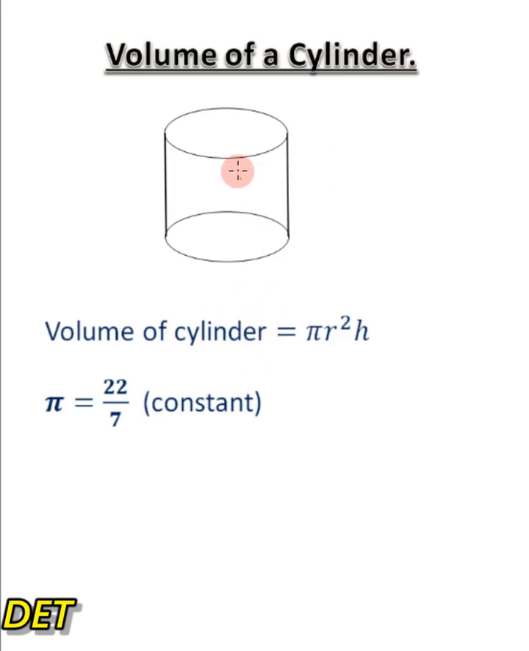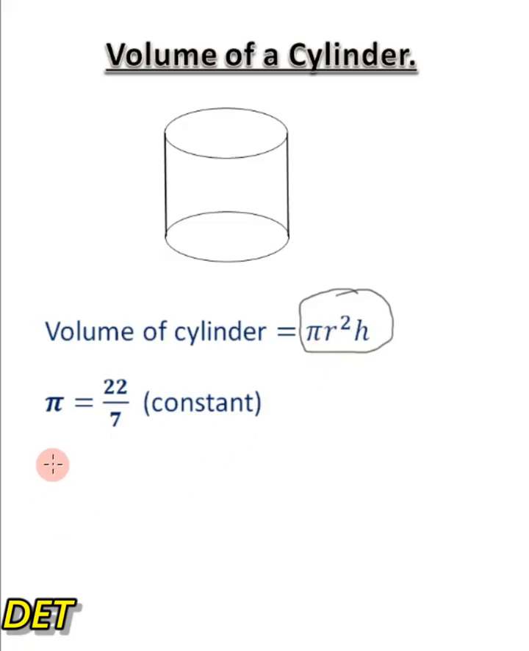Alright, so here we're going to look at the volume of a cylinder, the formula for volume of a cylinder. This is a cylinder. This is how a cylinder looks. So you should know that the formula for volume of a cylinder is equal to pi r squared h. This is the formula for the volume of a cylinder, pi r squared h.